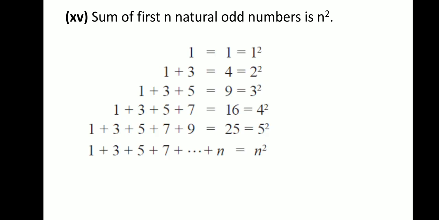If I add 4 consecutive natural odd numbers, then I will get 4 square, that is equal to 16. Same is the case with 5 square, that is equal to 25. If I add 5 consecutive odd natural numbers, then I will get 5 square, that is equal to 25. Likewise, if I keep on adding n natural odd numbers, then I will get the sum as n square. Now, coming to the very important concept of square root.